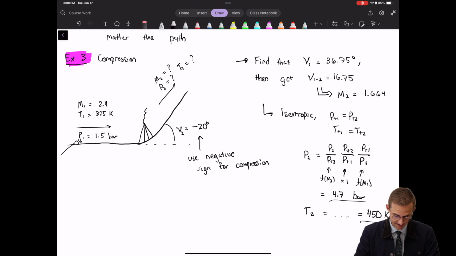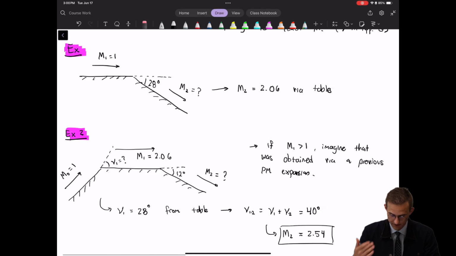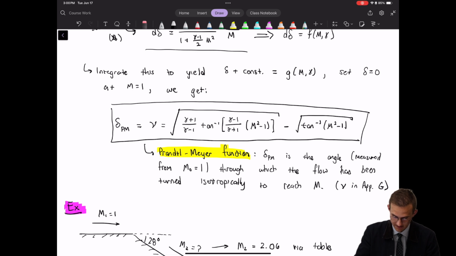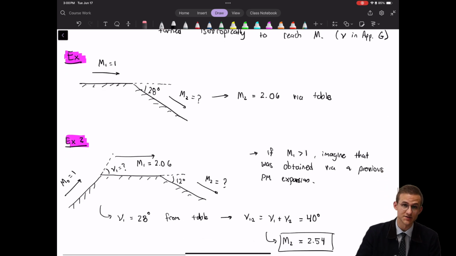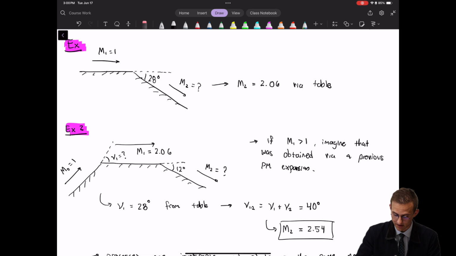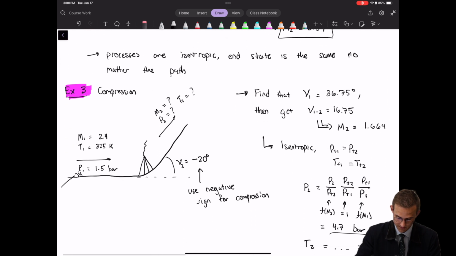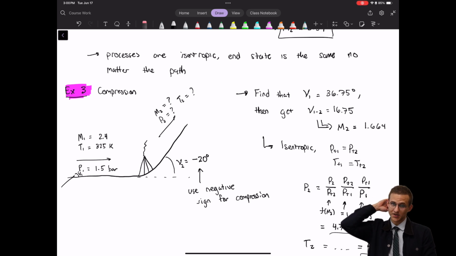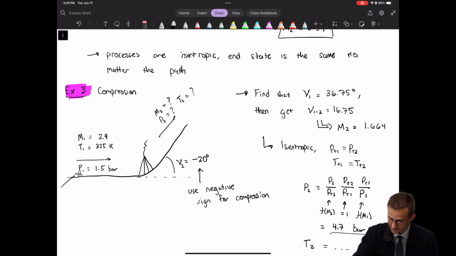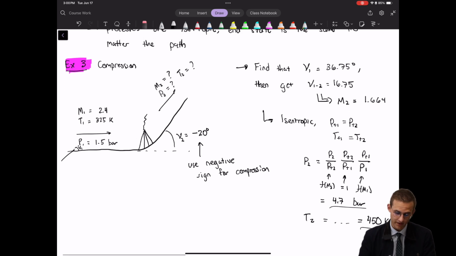But the key insight here is that, because of the way that we did this integration, we said that the deflection is equal to 0 at M equals 1. So when we look at this tabulated function, if we have an initial Mach number that's greater than 1, we have to figure out what the turn would have been starting from 1. And then we add and subtract the angles appropriately to obtain the downstream conditions after the required direction change that we're looking for. Okay, you'll get some help and practice working with these ideas in your homework.